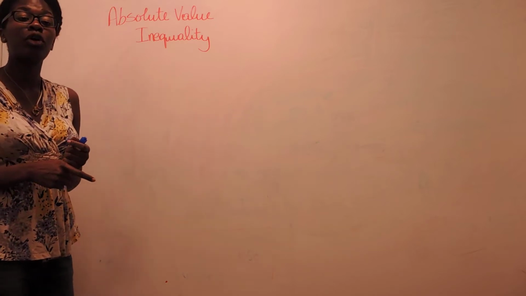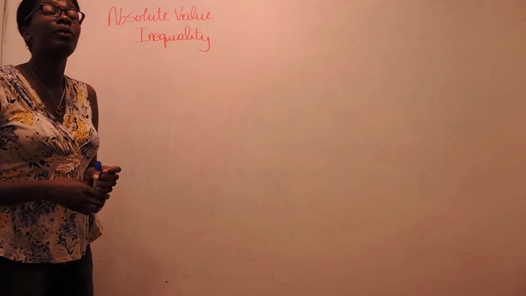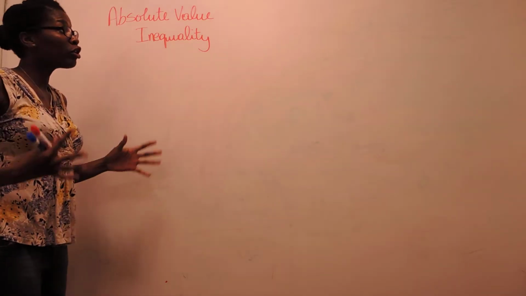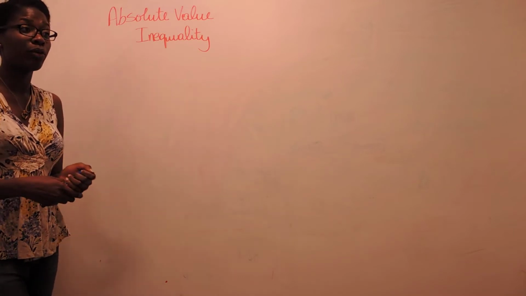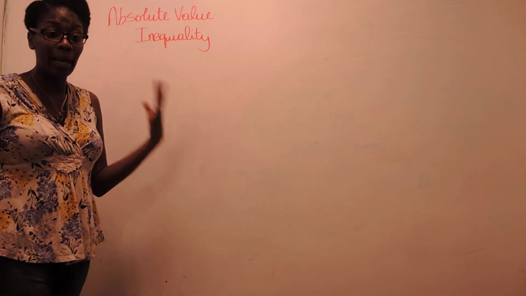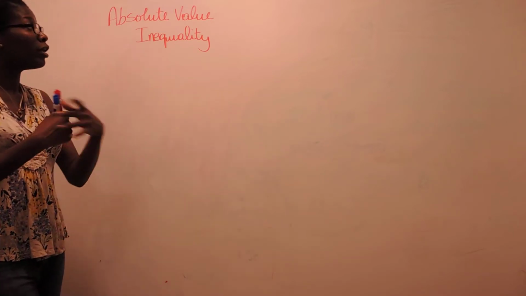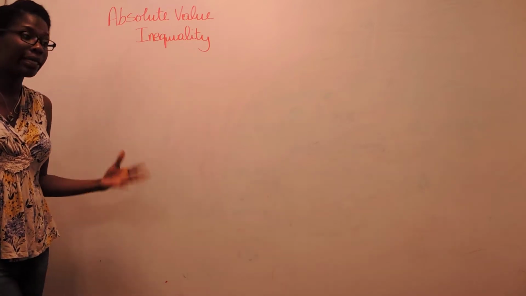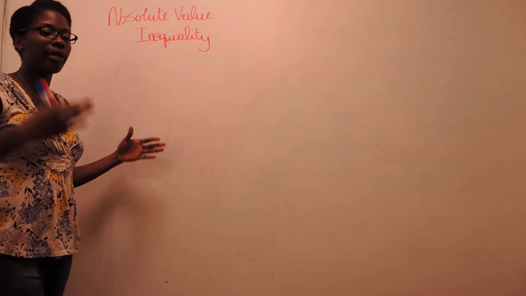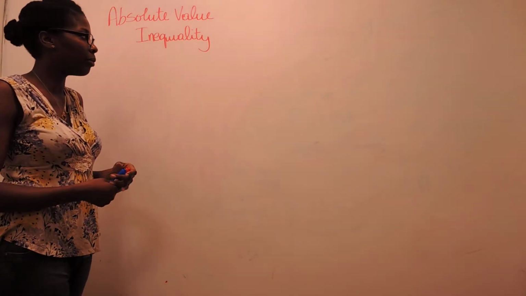In this lesson, we are going to talk about absolute value inequalities. Before we talk about absolute value inequality, let's remind everybody what an absolute value is. What is the absolute value of a number? The absolute value of a number is its distance from zero on a number line. It is how far a number is from zero on a number line.